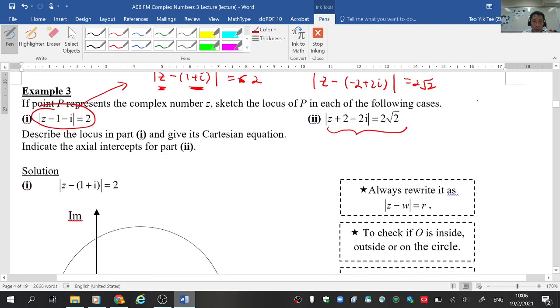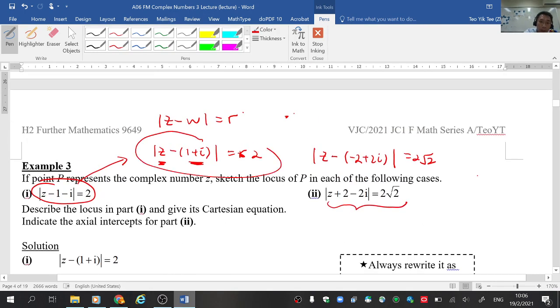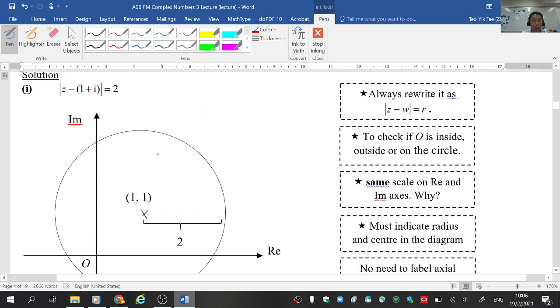So coming back to the first one, you're supposed to draw the circle, center at (1, 1), radius 2. Take note of what I have here, center (1, 1), radius 2. A few things that you must always take note of when you're trying to draw locus or loci in your complex number. There must always be equal scaling. Why must you have equal scaling? So that a circle looks like a circle. How many units represent one unit in the real axis must be equal to the scaling that you have set for your imaginary axis.